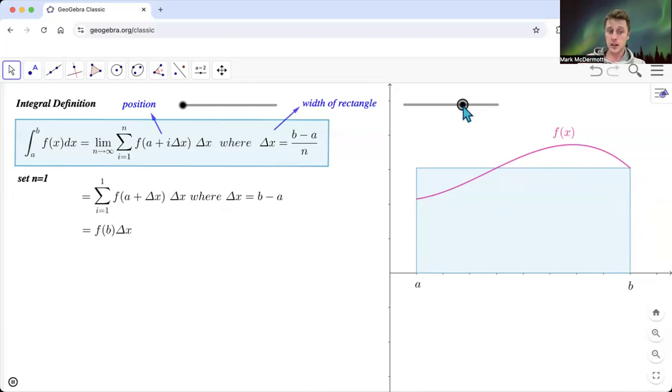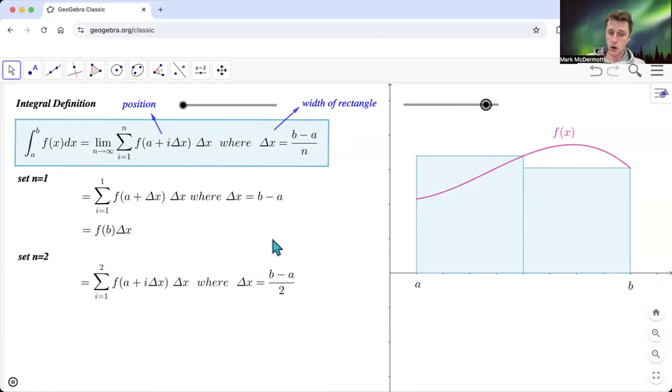We're going to take, let's say, n equals 2 now, and let's really step this through. So if n is 2, that means we've got two rectangles. And so again, let's start at the right-hand side here. Delta x is going to be the width of each rectangle, right? So b minus a again is the total width, but now we've got two rectangles. So b minus a on 2 is the width of one rectangle, yeah? So delta x is different, right? When n is 2, it's b minus a on 2.